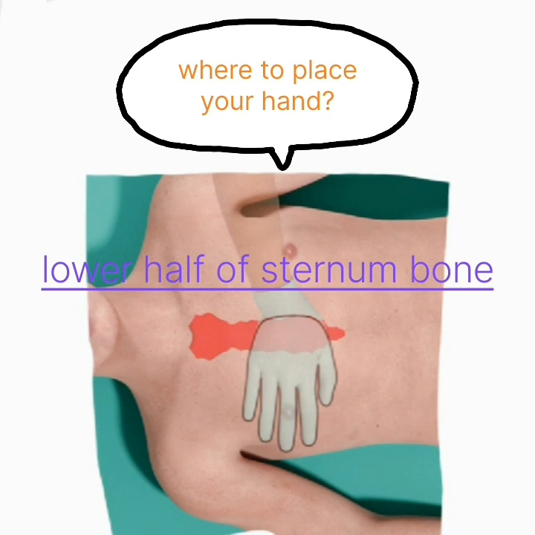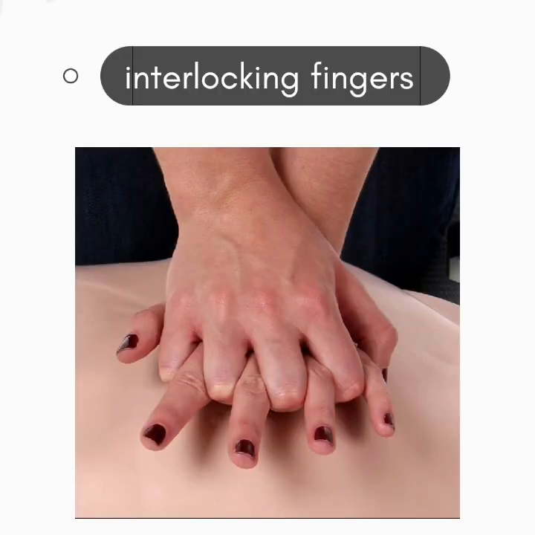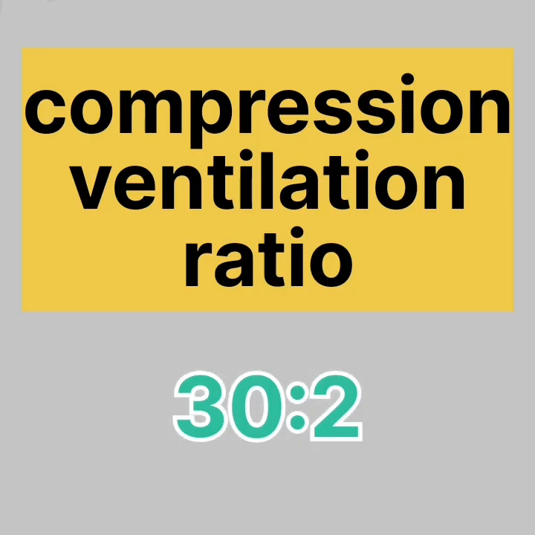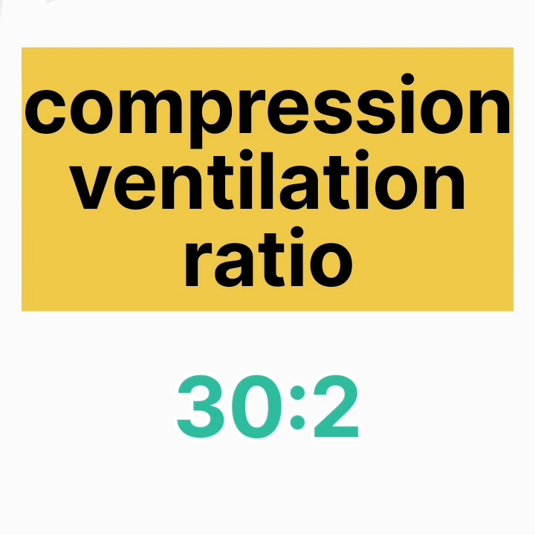Next one, the position of the hands. Place the heel of the non-dominant hand on the lower half of the sternal bone. Then place the dominant hand over the non-dominant hand and interlock both hands, and you can give quality chest compressions.